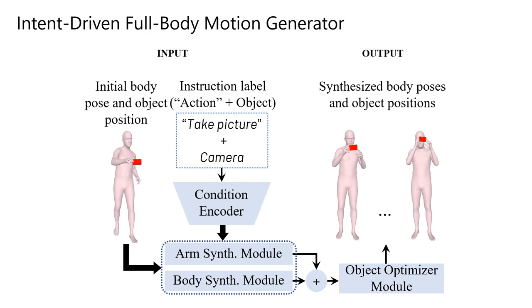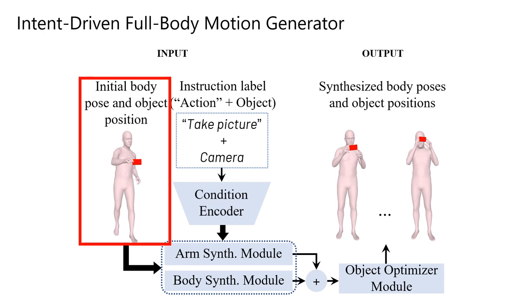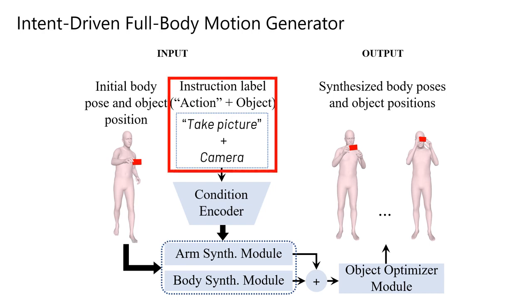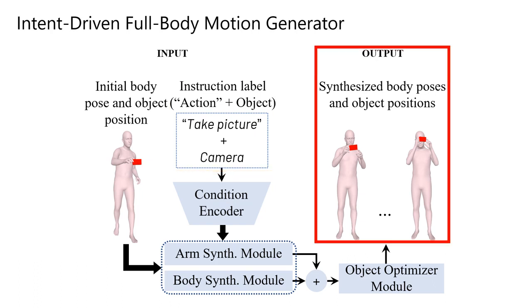We accomplish this using our intent-driven full-body motion generator, which is based on a conditional variational autoencoder architecture. It takes in an initial body pose, an object position, and an instruction label specifying the type of object and the action to be performed, and outputs a synthesized sequence of body poses and object positions corresponding to that action.